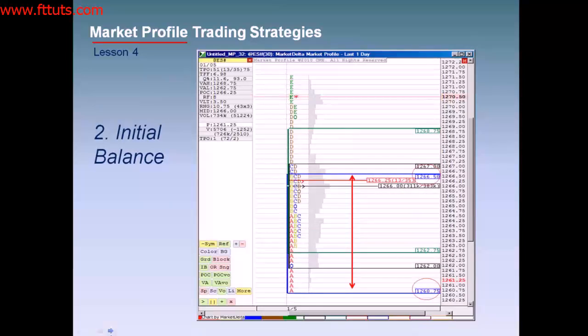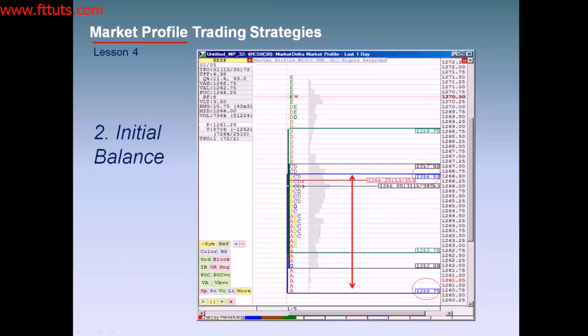Now, the second item that you need to be able to identify immediately from the chart is the initial balance. This is a very important element of the market profile, and we will spend a lot of time today talking about this. The initial balance is, again, the first two periods of the profile, the letters A and B. A nice thing that the market delta does for us is it actually draws reference lines to help us identify these key elements on the chart. And I always like to use the same colors on every chart for these various elements because it helps me to be able to identify them easily.